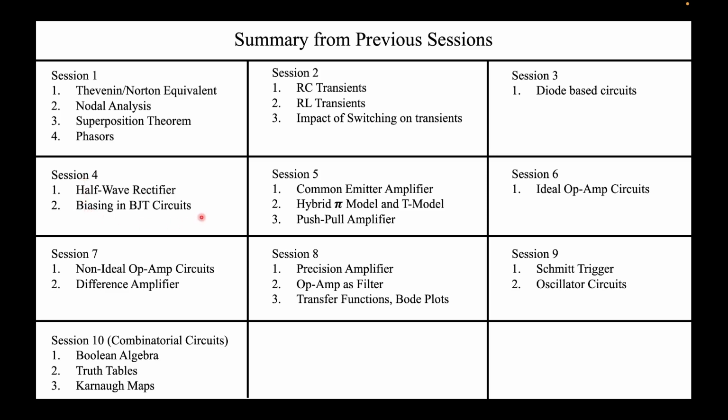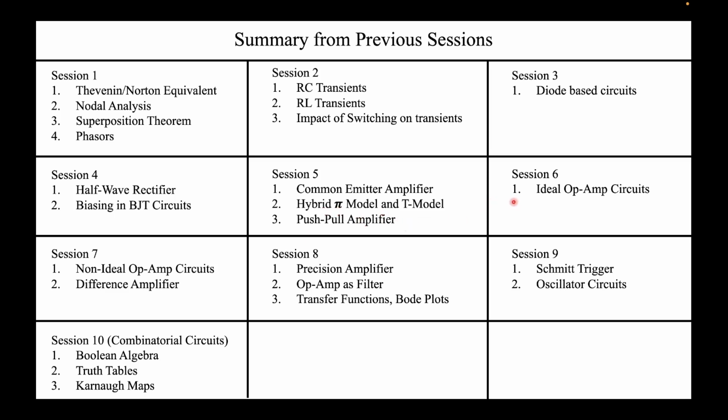Then we switched to DC biasing in BJT circuits. BJT is again bipolar junction transistor, a semiconductor device. Then we saw a very common application of BJT, that is the common emitter amplifier, and related to that, we saw the two small signal models. Note, the biasing was DC biasing. Here we talk about small signal analysis, that is AC signal analysis, and we saw the two common models, the hybrid pi model and the T model of BJT, and one more application in the form of a push-pull amplifier.